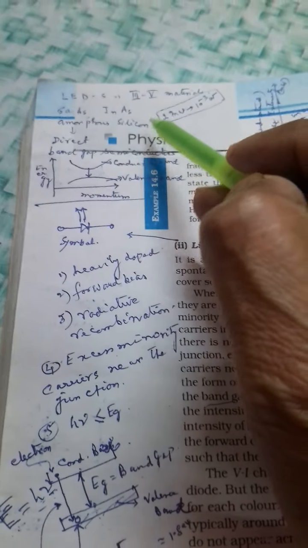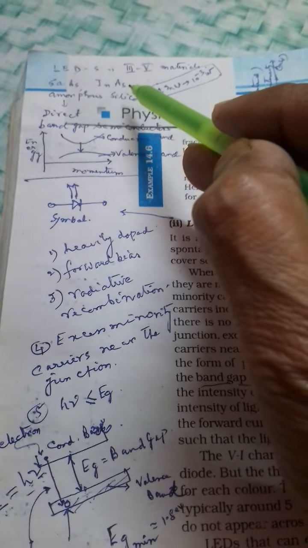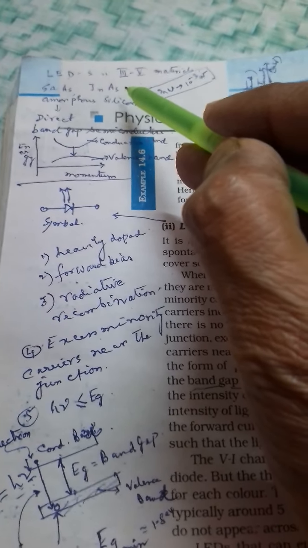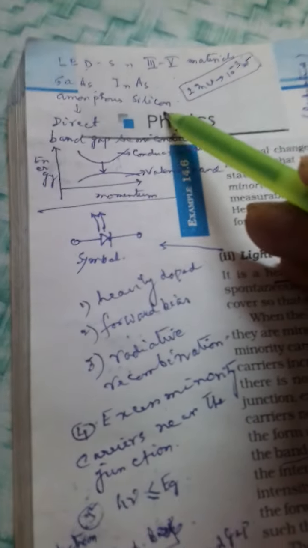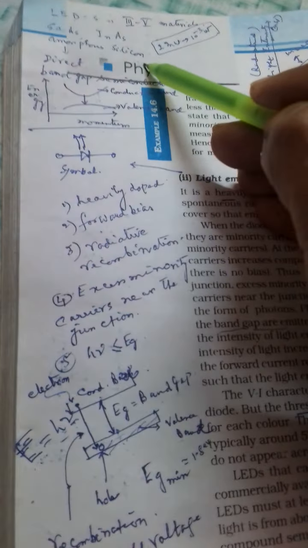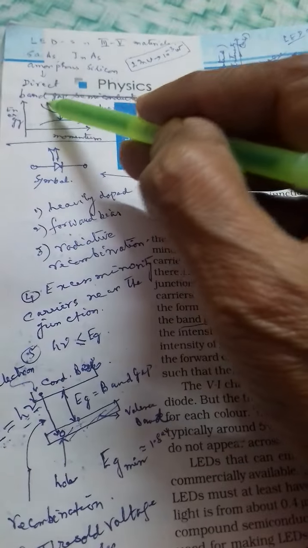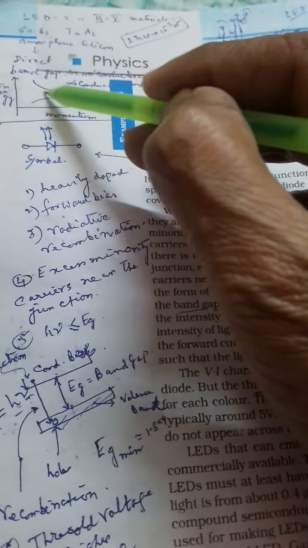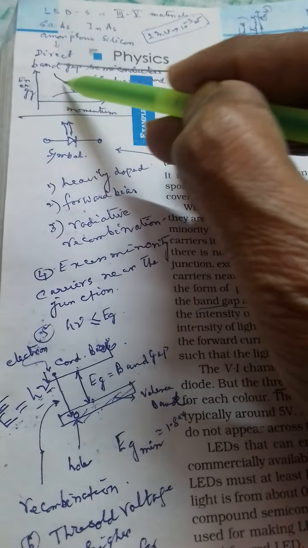Gallium arsenide, indium arsenide, indium phosphide, they can act as LEDs. They satisfy the purpose of LEDs. Crystalline silicon will not function as LED. Amorphous silicon can act. These types of materials are called direct bandgap materials. Direct bandgap means their conduction band and valence band are parallel type. This is the valence band and this is the conduction band.